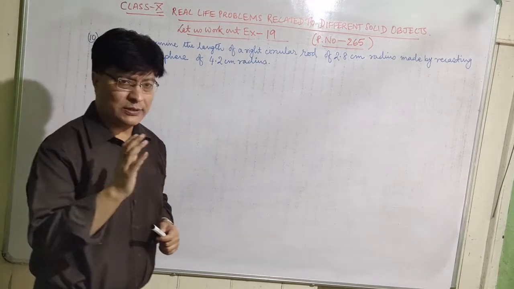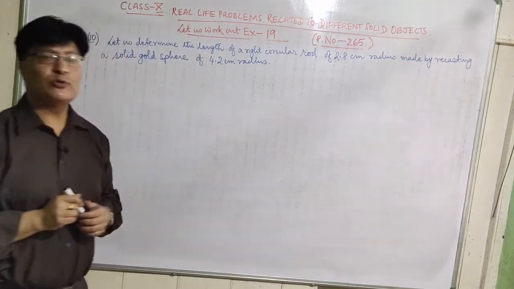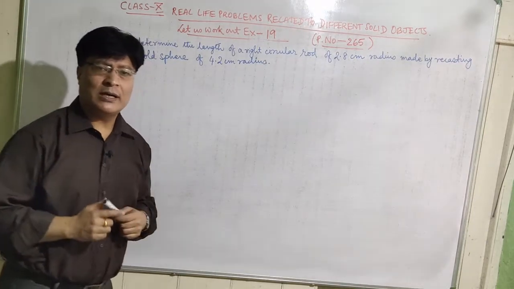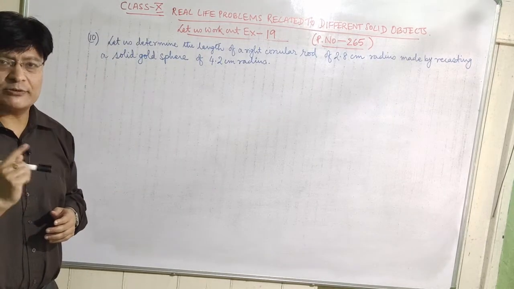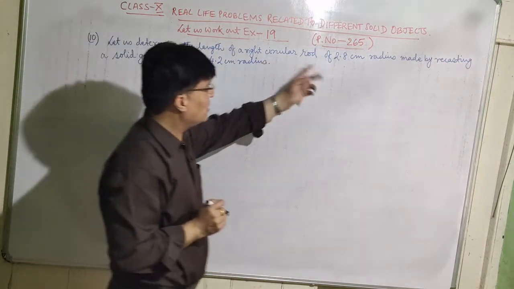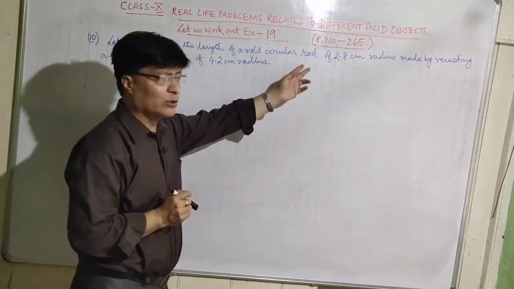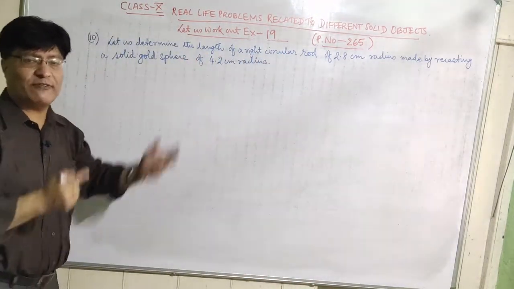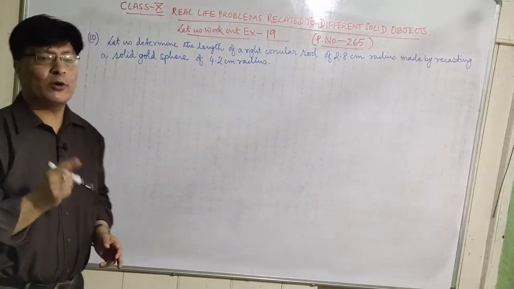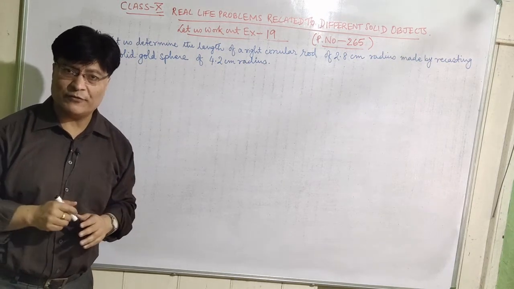So now there is a sphere, a solid gold sphere, whose radius is 4.2 centimeter. It is melted and a right circular rod is made, that means a right circular cylindrical rod, whose radius is 2.8 centimeter. You have to find out the length, that is the height, of that right circular rod of 2.8 centimeter radius. Is the question clear to all of you?